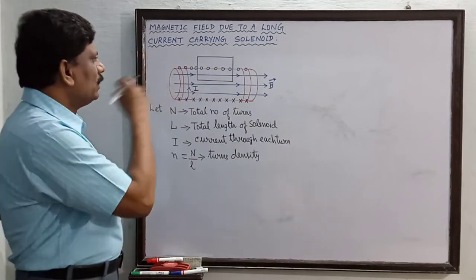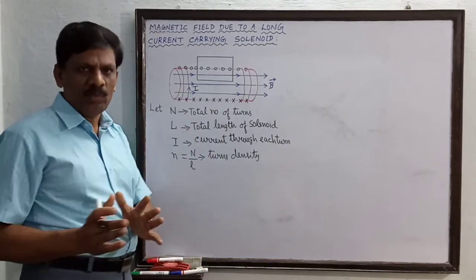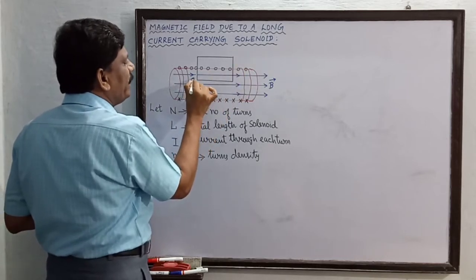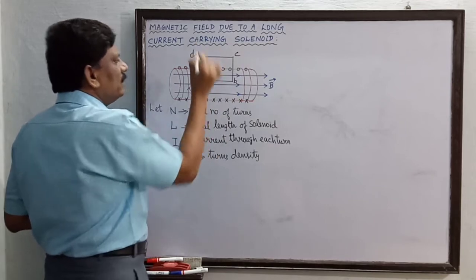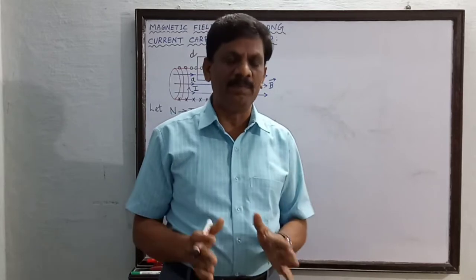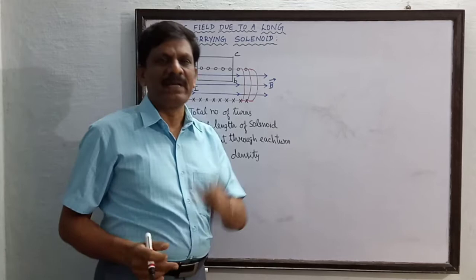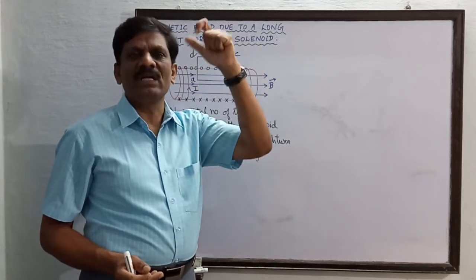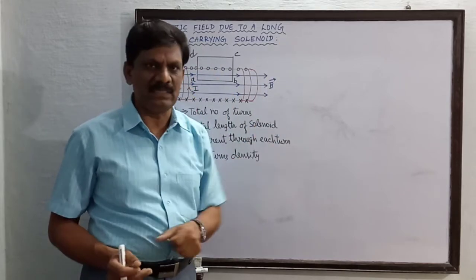Now I am going to consider an Amperean loop, say for example this rectangular loop, namely small a, small b, small c, small d. So ABCD is a rectangular Amperean loop I have assumed. You can see that some portion of this Amperean loop is enclosed inside the solenoid and some portion of the loop is outside the solenoid. First that has to be noticed.